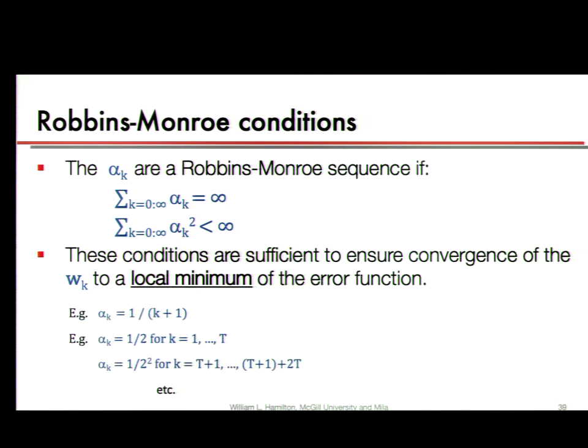So what kinds of functions actually satisfy this? Well, most simply, probably the easiest one is 1 over k plus 1. So we just have a learning rate that slowly decays over time. There are other things you could use. If you have finite t's, you can use something like 1 over 2 to the 2, and so on and so forth.